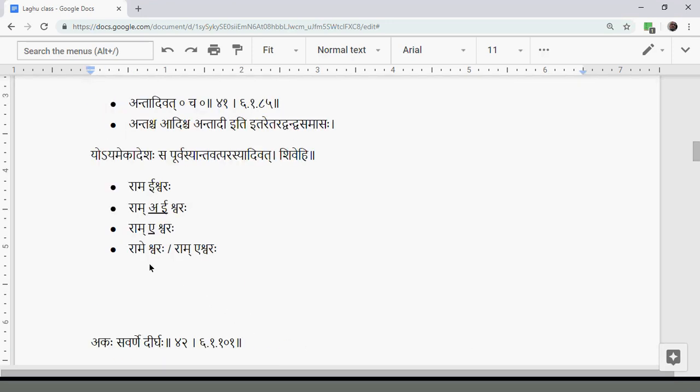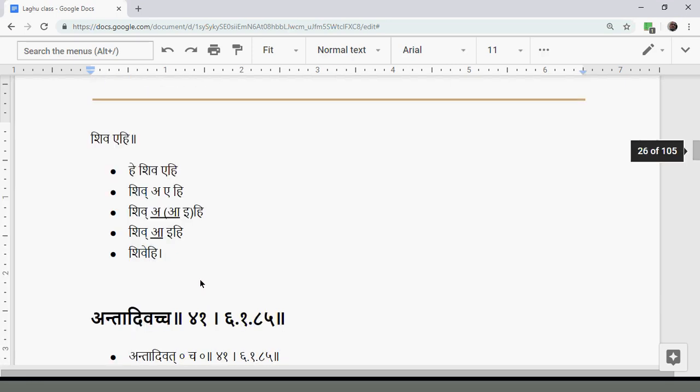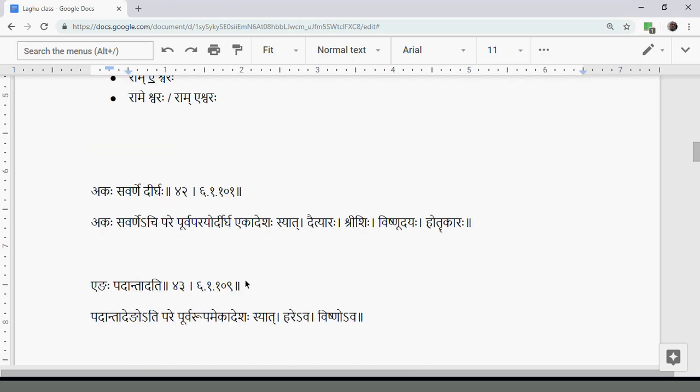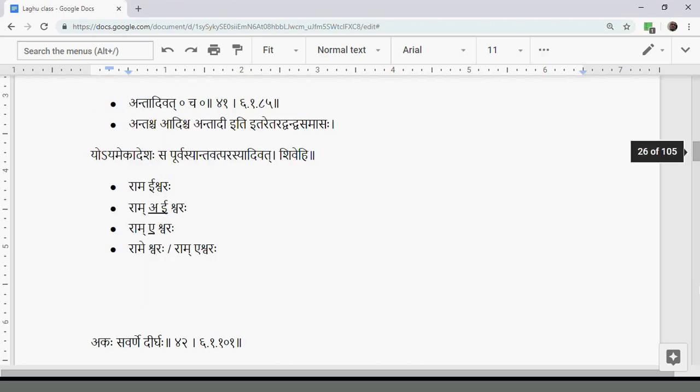And the next sutra also, the same example is used here, Shivehi. Yo ayam ekadesha sa purvasya antavat and parasya adivatsa bhavati. And thereby the Omangoshya sutra can apply even in Shiva Ehi by seeing A as being part of A and also as part of E in this Guna Sandhi, which is an Ekadesha. Okay. We look at Akas Savarna Dirga and other Sandhis tomorrow.